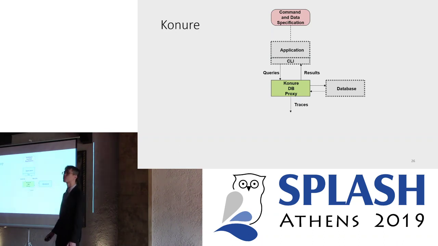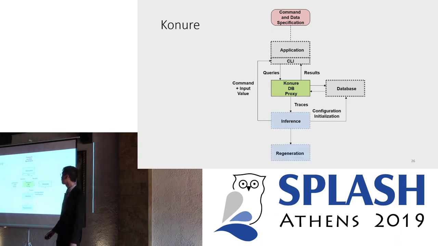In the meantime, the proxy has also been recording these traces. The traces are used for inference, and that can be used to also initialize and configure the database. So what this is doing is modular inference. It's not just inferring the program, but it's also inferring the database. And then the inference also sends new commands and inputs back to the original application so that we can do more cycles of inference. And when inference is complete, we then do regeneration and get a new application.